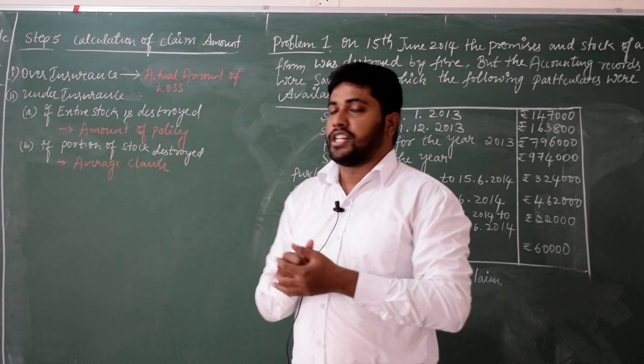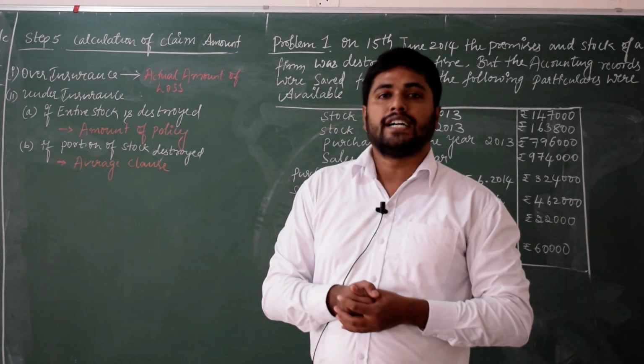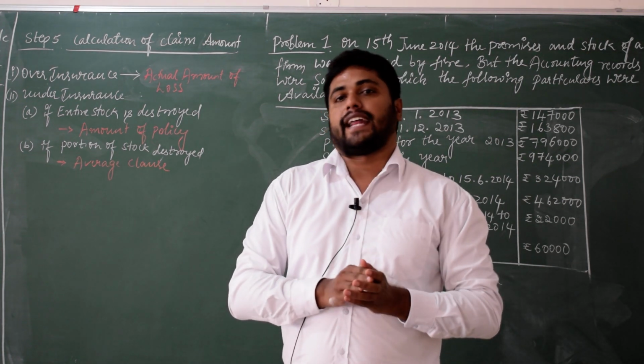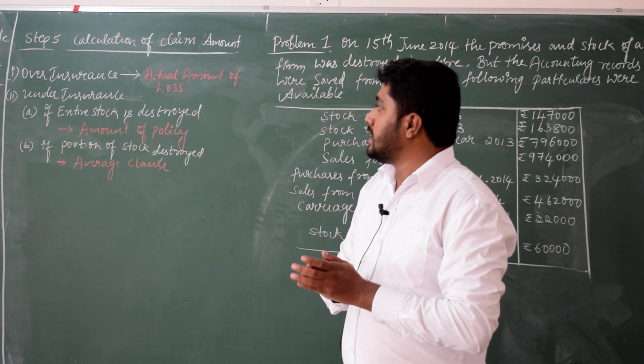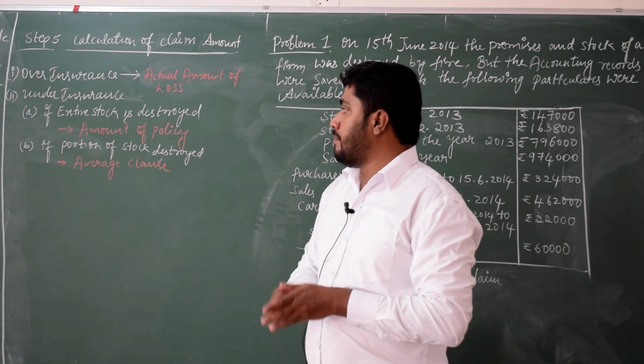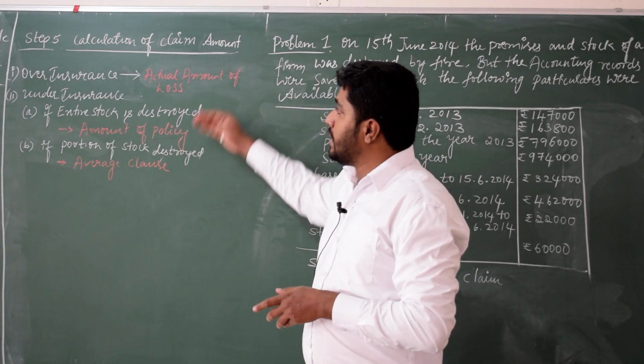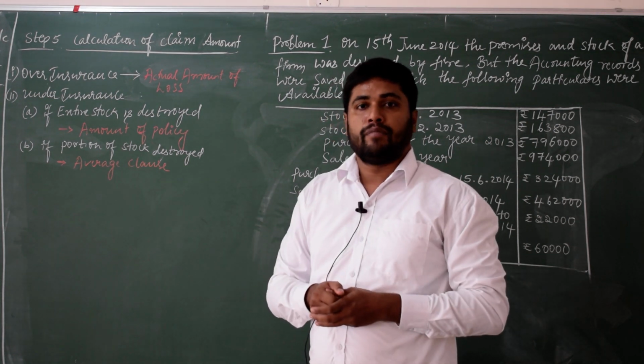And the second situation is if a portion of stock was destroyed, which means some portion of the goods were saved from the fire accident. In such a situation, the claim amount will be calculated by applying the average clause formula. So this is the procedure to calculate the claim amount.